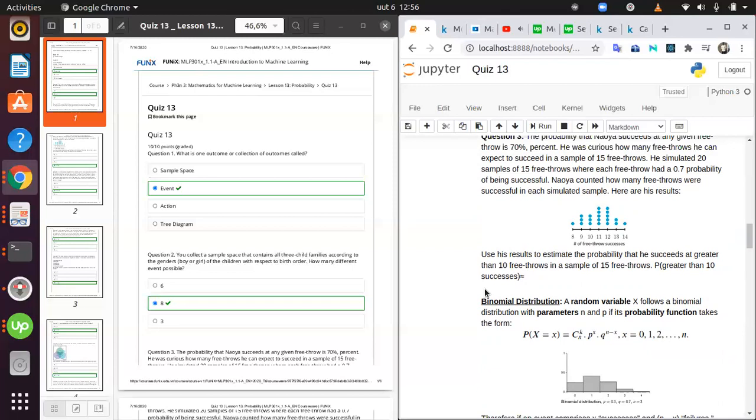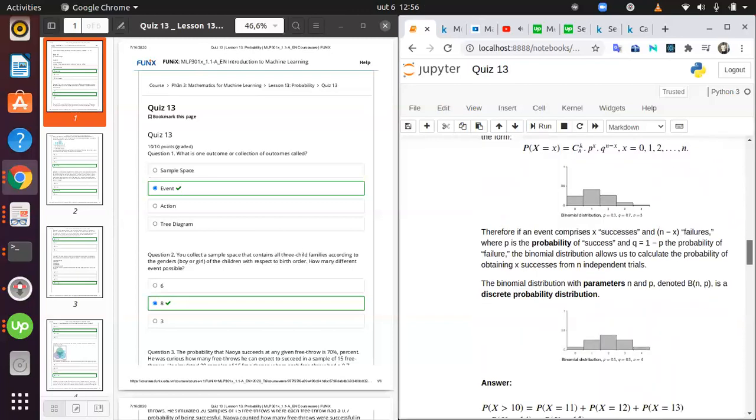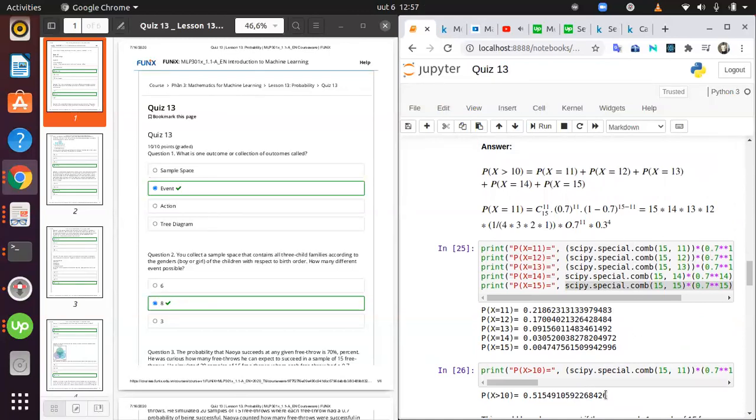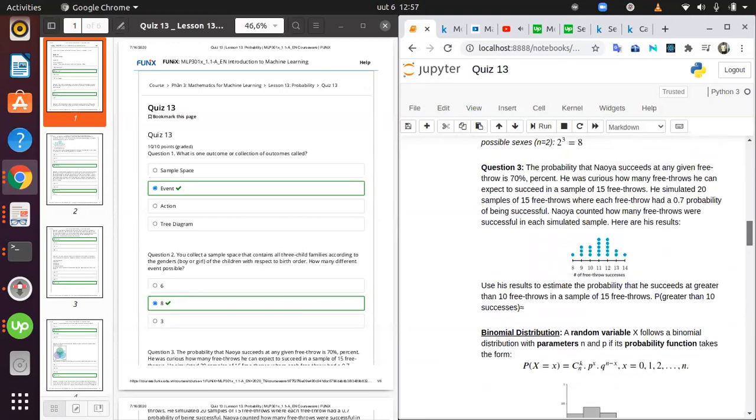This question is asking you the probability that he got more than 10 successes after the 20 samples of 15 free throws. He made one sample of 15 free throws, then two samples, until 20. If it was only one sample, the answer would be that one. Yes, but why is there a 20 there? Because I see that he only throws 15 times, right? Why does he need to generate 20 times?